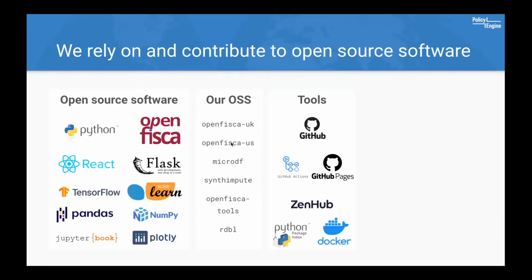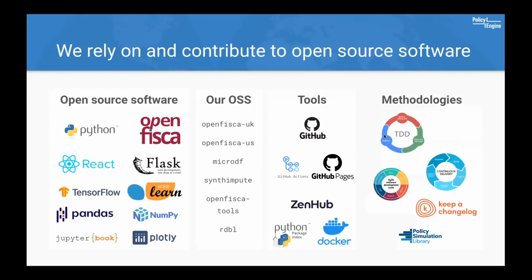We use a bunch of tools for the open source development, including GitHub Actions and Docker, as well as basically every GitHub product out there. A bunch of methodologies as well. So test-driven development, we basically write all the tests first, make sure the tests pass every time we have a new version that comes out. And a lot of this is espoused in the PSL philosophy.